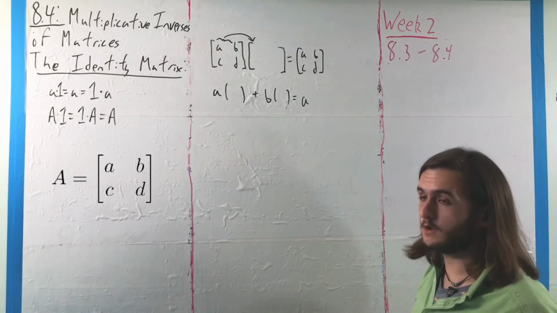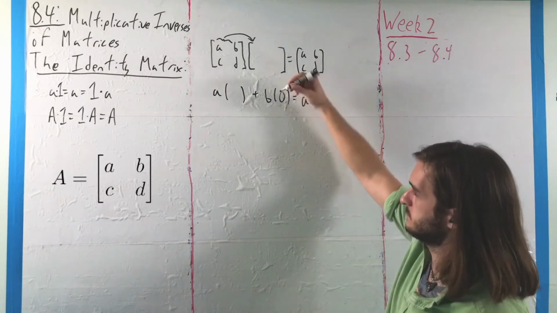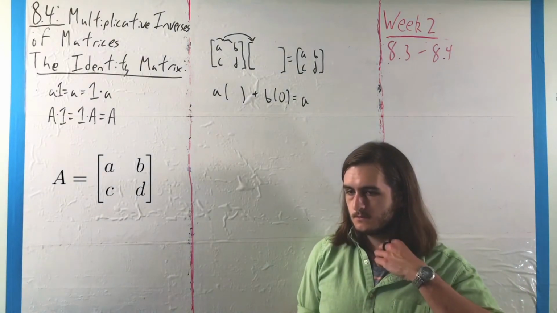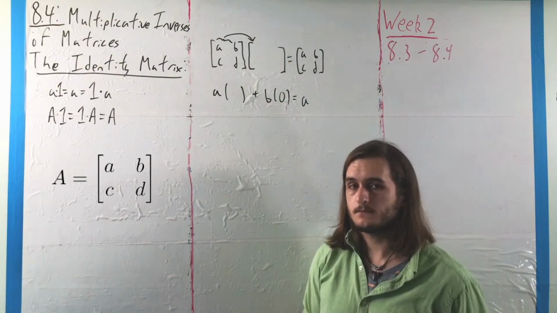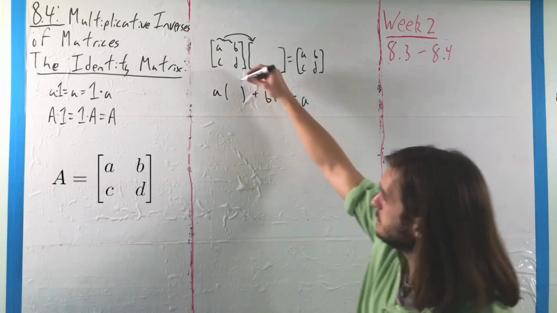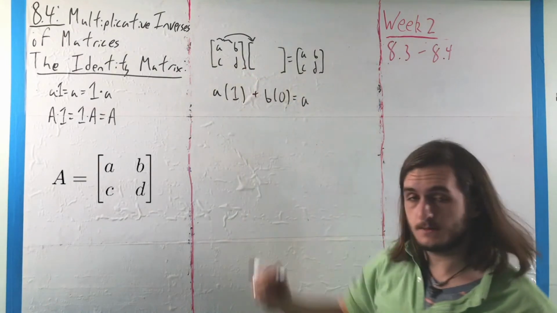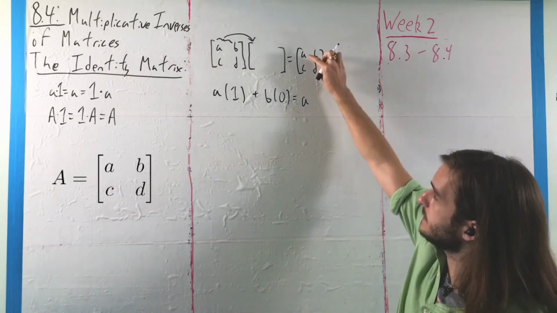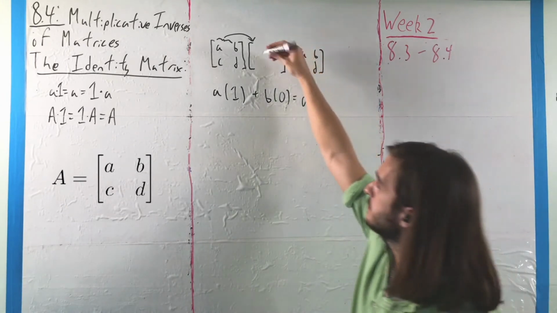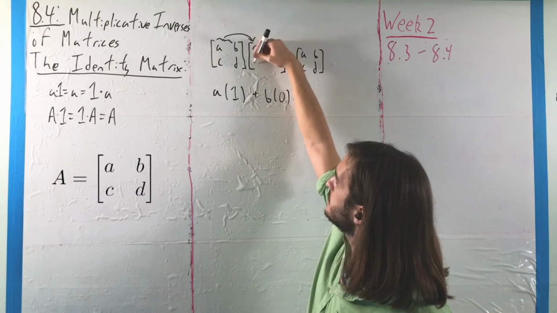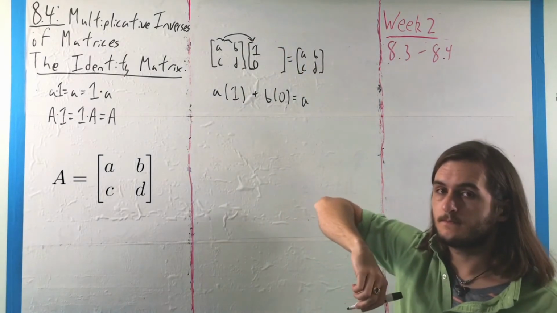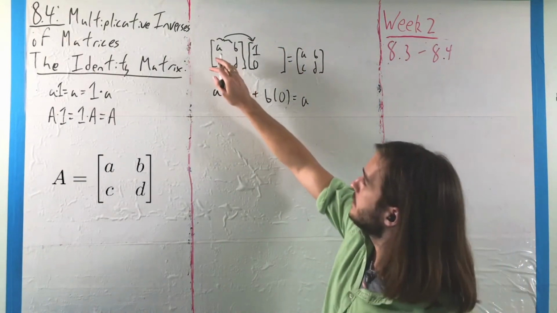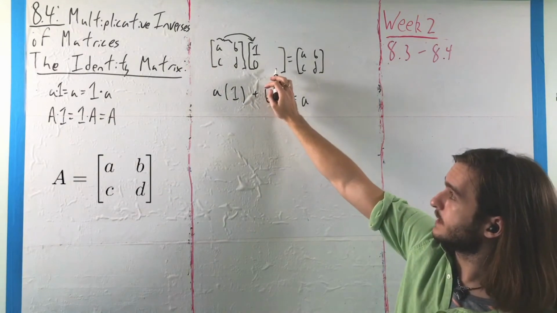Well, if we need the B term to go away, that has to be 0. And if we need the A term to stay, that has to be 1. So no matter what else happens, in order to get A right here and nothing else, we need 1, 0.